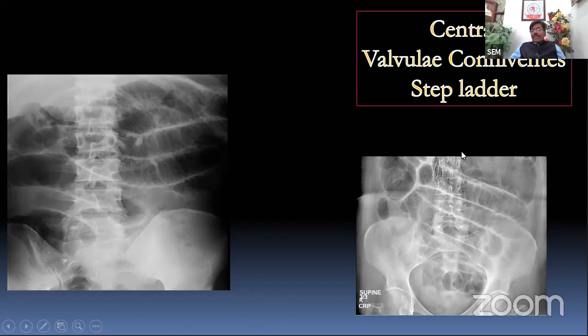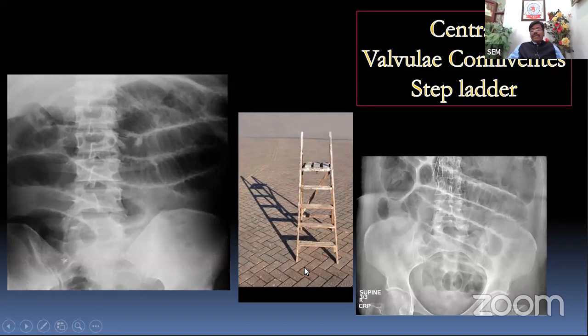So here all the bowel in the proximal left upper quadrant will have the typical valvulae conniventes, and the bowels are arranged layer by layer like this. This is the typical what I call a step ladder pattern. One step, second step, third step, step ladder pattern. So this is a CBS.